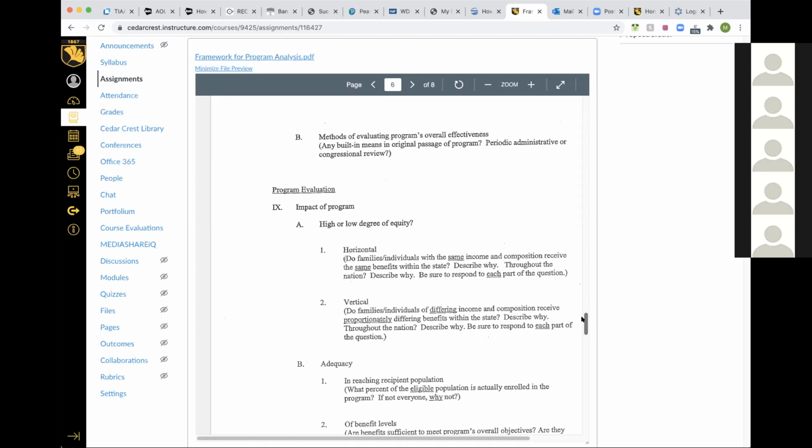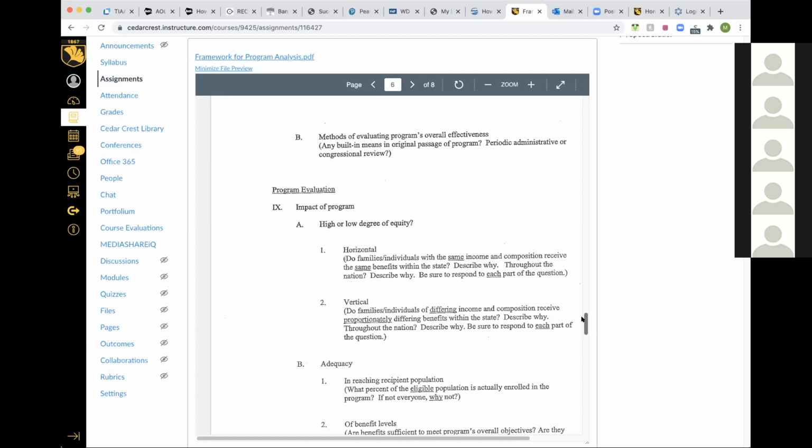With those programs that address children, it would only make sense that the more kids you have, the more benefits you should get, like from SNAP. Yes, you see, that would only be fair. That would only be equitable. Okay, so describe why. Is it also true throughout the nation?